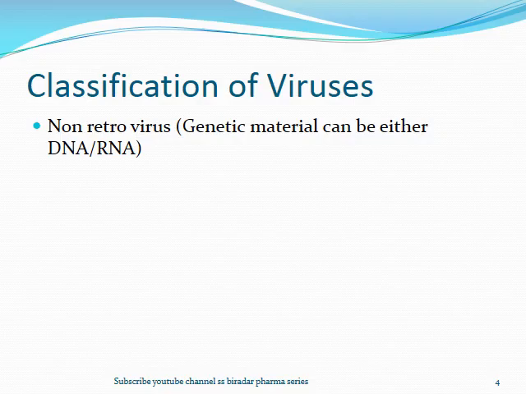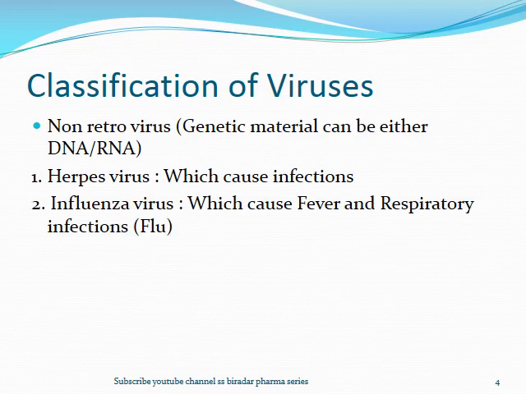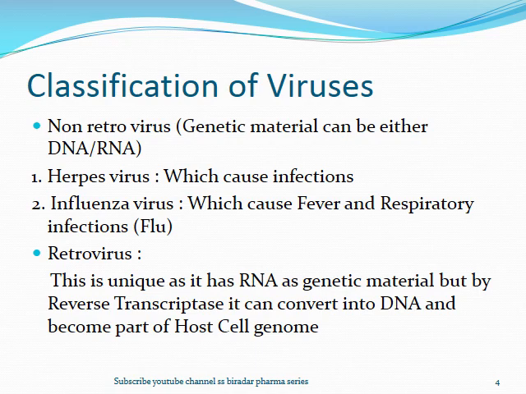Coming to the classification of viruses, there are non-retroviruses, where the genetic material can be either DNA or RNA. Examples are the herpes virus, which causes infections, and another one is the influenza virus, which can cause fever and respiratory infections. Generally it is termed flu. Then comes the retrovirus. This is unique as it has RNA as genetic material, but by reverse transcriptase it can convert it into DNA and become a permanent part of the host cell genome.